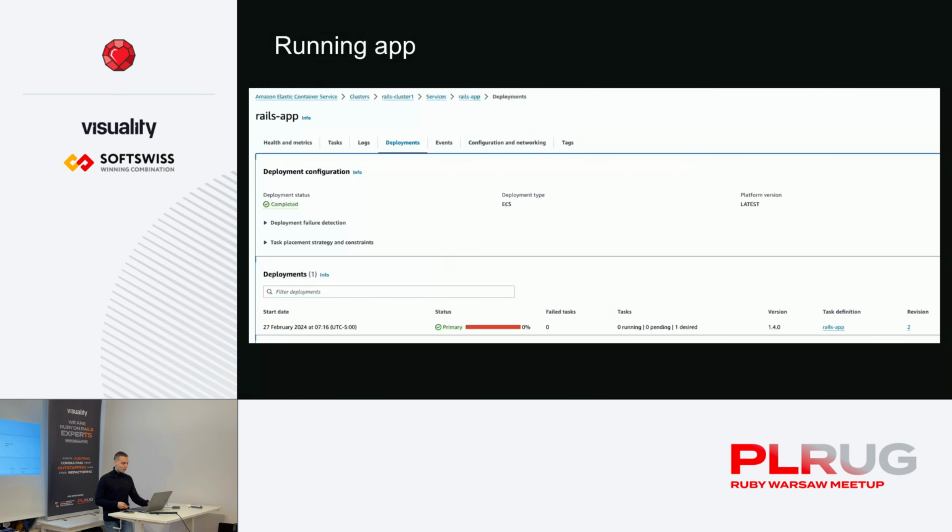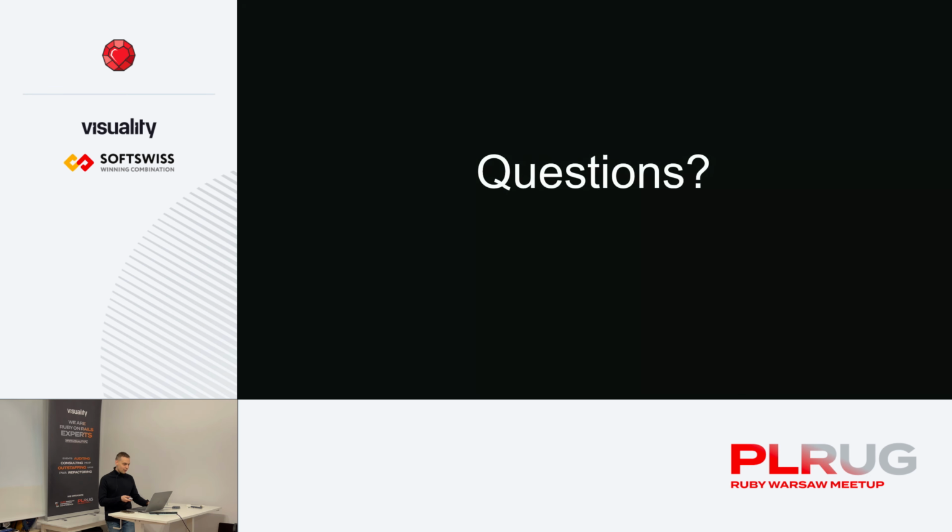And then we have our app running in ECS. In this example, it tries to start, but it can't. But let's say you've configured it correctly, not like I did, then it would run indefinitely. And that ends the first part.